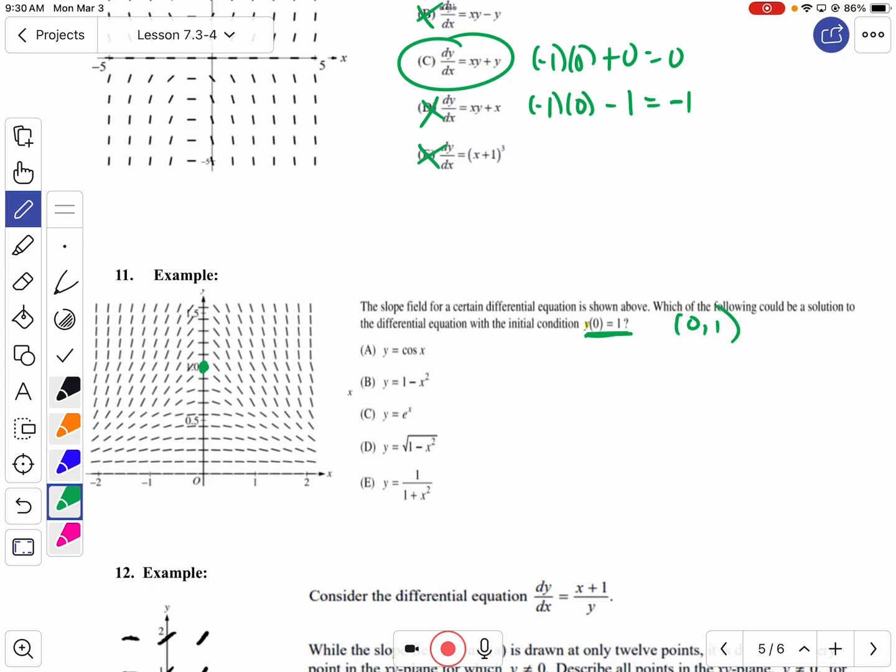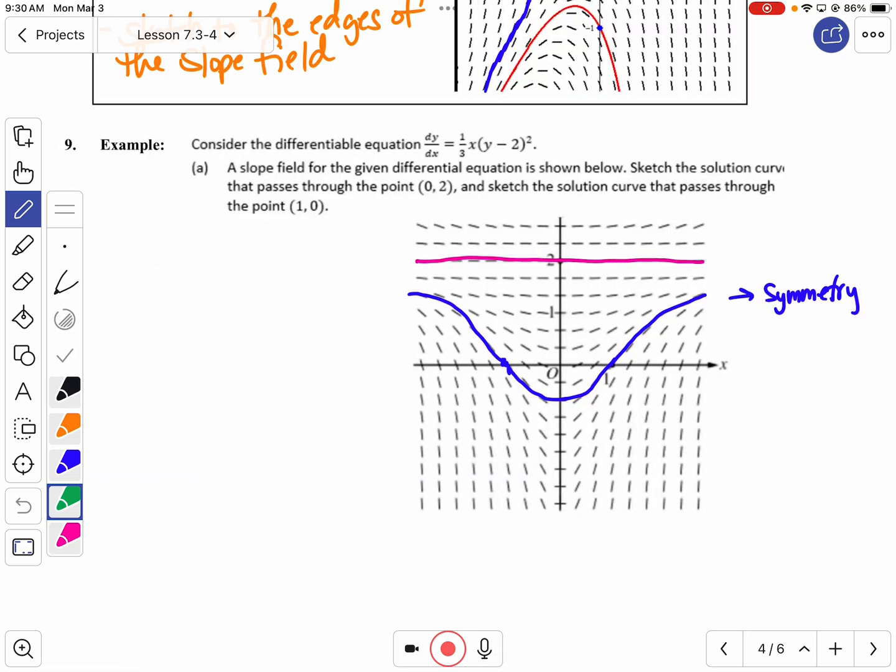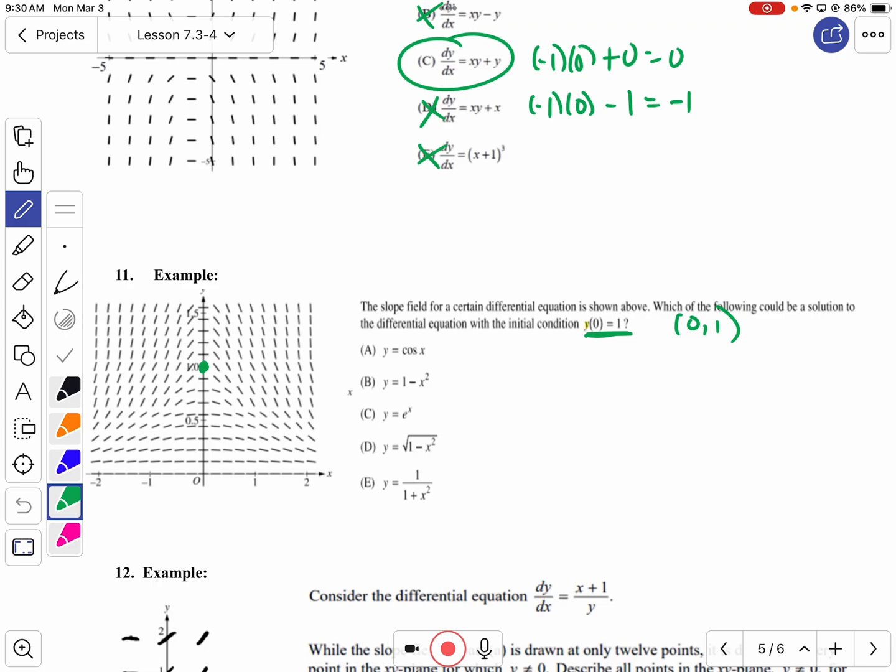Yeah. All right, is 1 minus 0 squared 1? Is e to the 0 1? Yep. Is the square root of 1 minus 0 squared 1? Yeah. All right. Is 1 over 1 plus x squared 1? Yes. Okay. So they're going to do that on purpose. So now we've got to think about some other things that could work to help us.